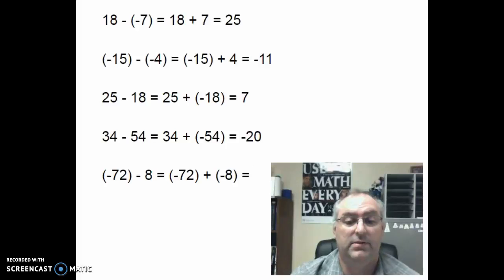Now we can see by the rules of addition that the numbers have the same sign. So we find the sum of 72 and 8, which is 80. And because negative 72 has the larger absolute value, we'll call that negative 80.